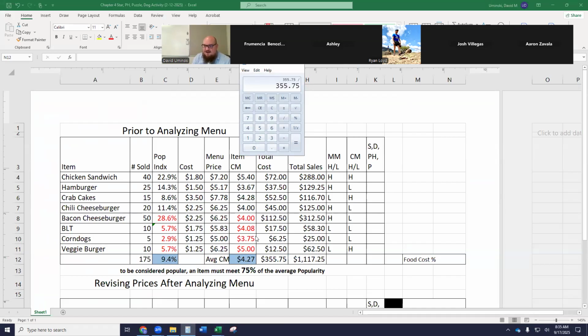355.75 divided by 1117.25. So in this case, we're looking at about a 31.8% food cost. 31.8% food cost for this example.